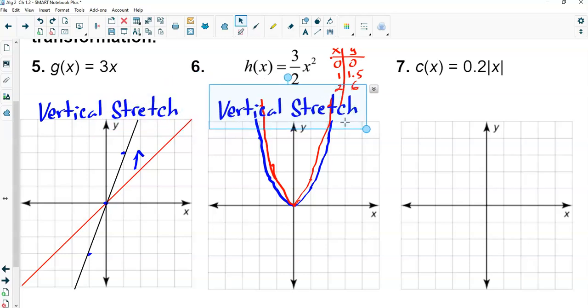That's a vertical stretch. This one right here, notice the number right here, that factor is less than 1, and since it's less than 1 and more than 0, that's going to be a vertical shrink. But let's look at it. So we have the absolute value function. Parent function is here.